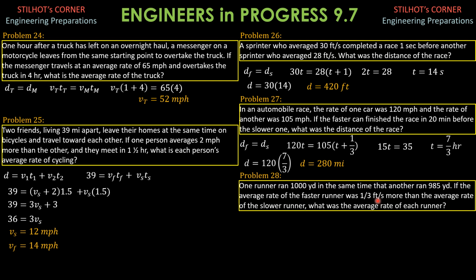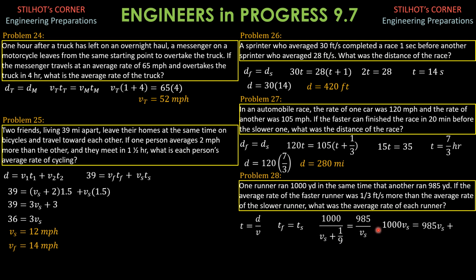So the speed of the faster runner was 1/9 yard per second more than the average speed of the slower. So time is distance over speed. Time of the faster equals time of the slower. For the faster, the distance is 1,000, and the rate is the rate of the slower plus 1/9. I already explained why we have to transform 1/3 foot per second to yards per second, to be consistent with the numerator, which is in yards, equals 985 over v sub s. So cross multiply: 1000 v sub s equals 985 v sub s plus 985 over 9.